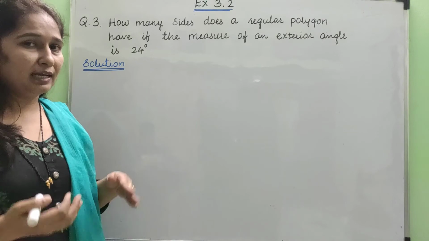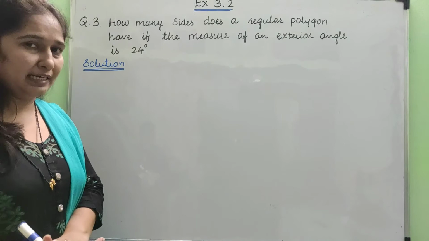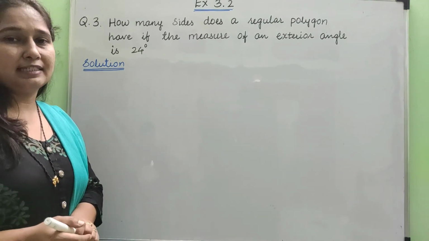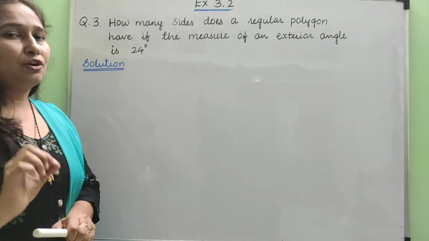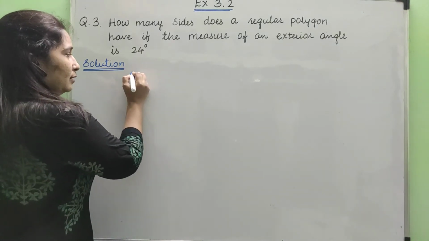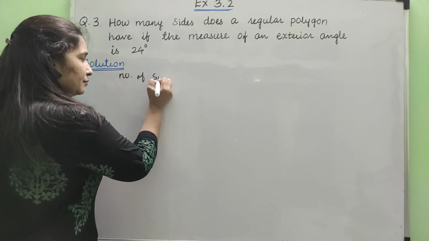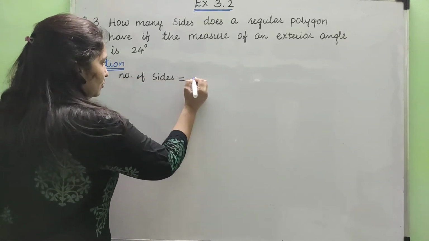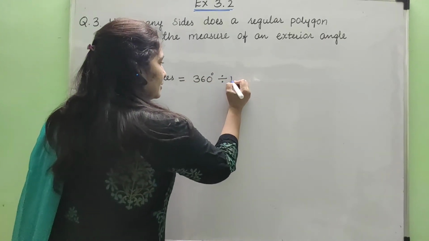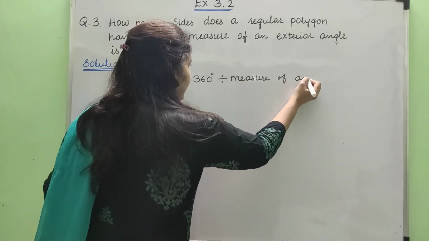What was the actual formula? Measure of exterior angle is equal to 360 degrees divided by number of sides. Now instead of that we will write number of sides is equal to 360 degrees divided by measure of an exterior angle. So let's write the formula. Number of sides is equal to 360 degrees divided by measure of an exterior angle.